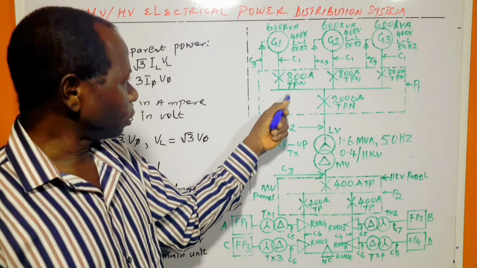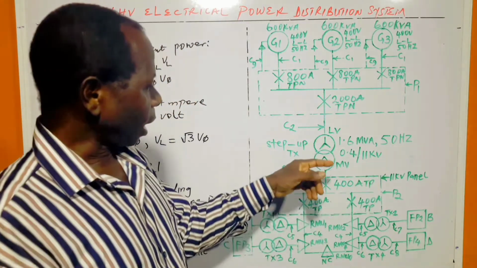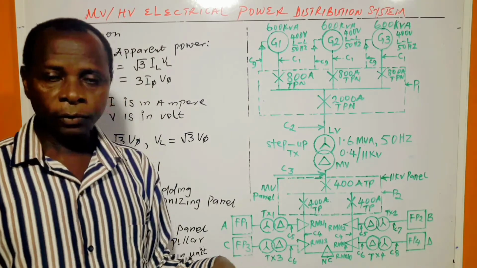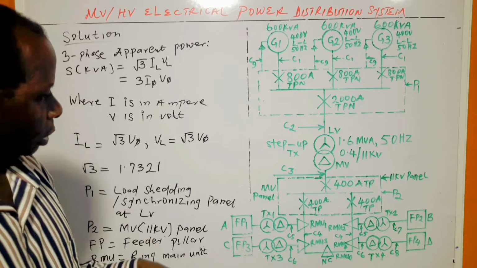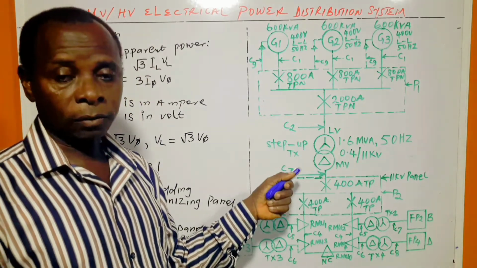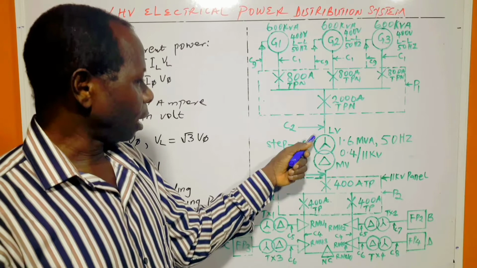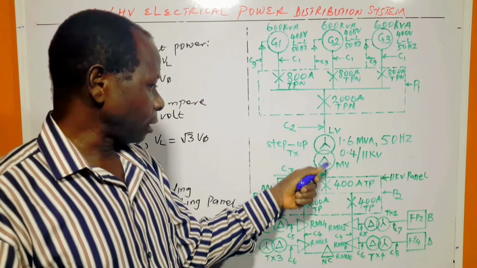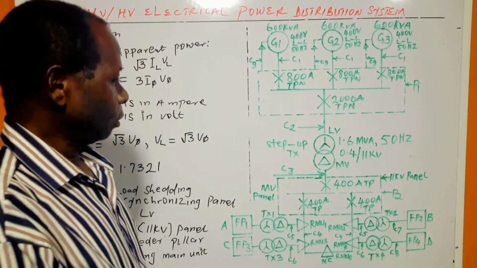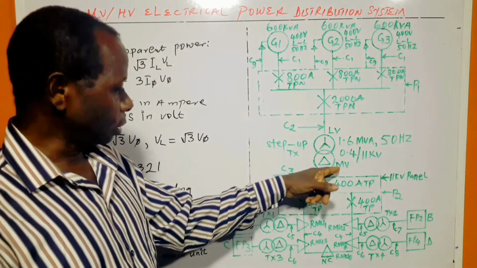So from the synchronizing panel, we move to the step up transformer, which is 1.6 MVA. And the 1.6 MVA should be more than 1.3 MVA, which is the factory power requirement. So that's why we are having 1.6 MVA. That is the step up transformer that is suitable for this situation. So we have 400 volts on the primary side and 11 kilovolts or 11,000 volts on the secondary side. This is medium voltage, and this is the low voltage, which is 400. This is 11 kV.